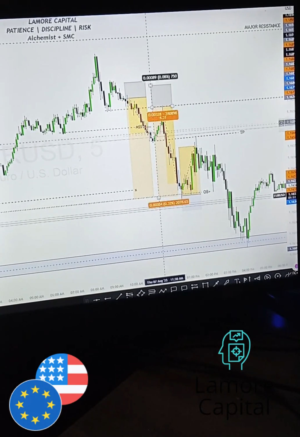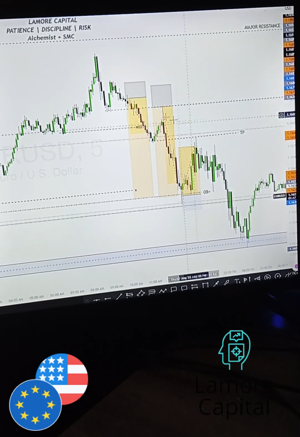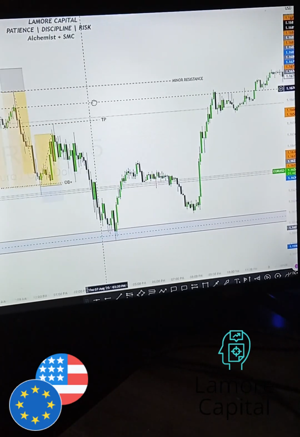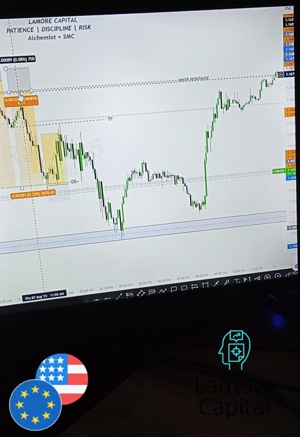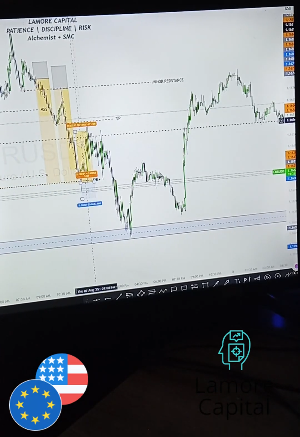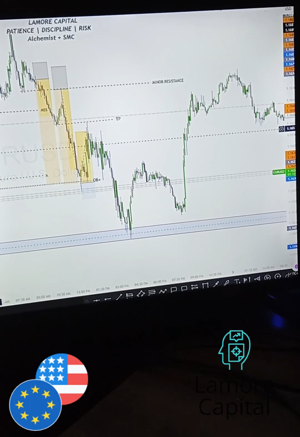After I saw this market structure shift, I knew that it was also coming to mitigate this minor resistance. I call this a minor resistance. Can you see? This is my minor resistance, and the market came, tapped into the other trade also, and started giving us an immediate 4:1 RR, and this one is a 6:1 RR.